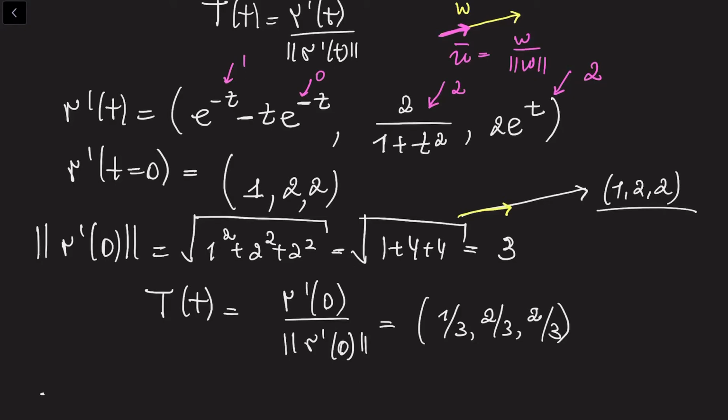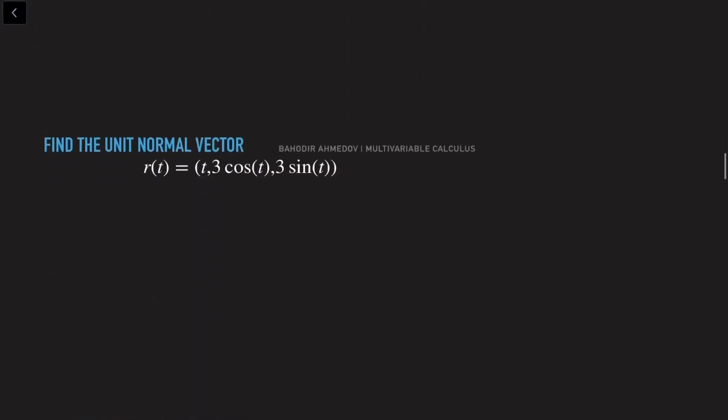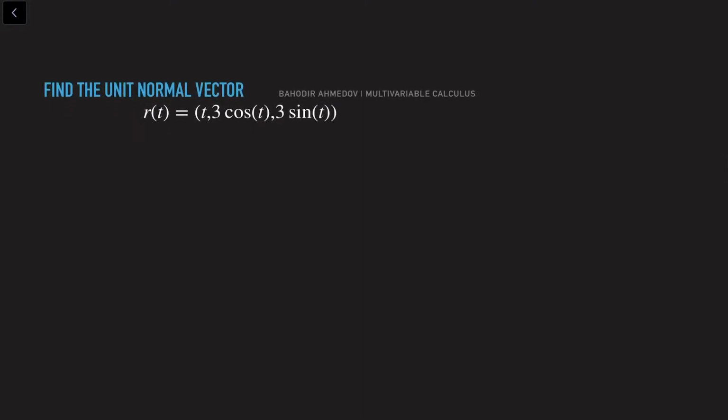So let's go to problem number 4. Find a unit normal vector. The unit normal vector is defined as follows: we need to find the unit tangent vector, find its derivative, and then normalize this so that it also becomes a unit vector, and this vector is defined as the unit normal vector. So what we're going to do is first find the tangent vector, then the normal vector, and at the end we are going to normalize this.